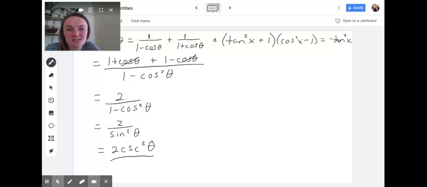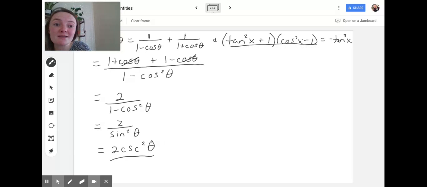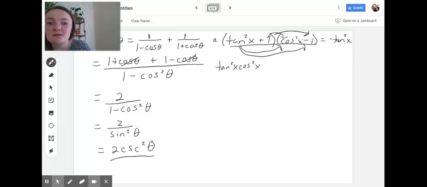All right, the last one here, tangent squared theta plus 1 times cosine squared theta minus 1 is equal to negative tangent squared. So this question here is asking, okay, I've got to pick the side that's more complicated. Well, the side that looks more complicated is this side, so I'm going to use the FOIL method. I'm going to expand this out by distribution. So tangent squared theta times cosine squared x, minus tangent squared x plus cosine squared x minus 1. And the question is, does it equal negative tangent squared?